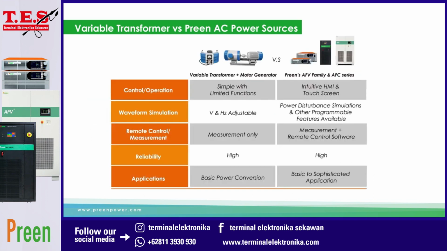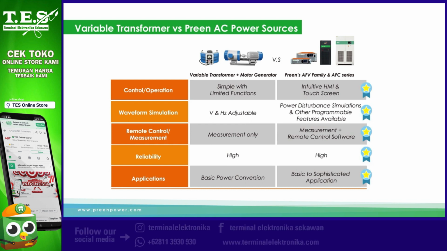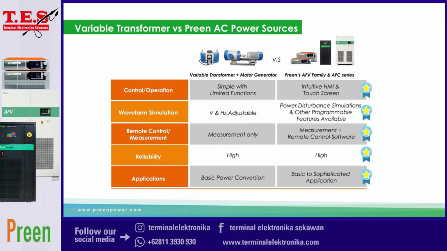Let's take a look at some differences between variable transformer and programmable power sources. Both variable transformer and programmable power source can adjust voltage. But the programmable power source provides extra functions including programming memory sets, remote controls, accurate measurements, and power line disturbance simulation. In short, although both products offer high reliability, the variable transformer has basic voltage variation functionality while the programmable AC source offers more sophisticated applications.